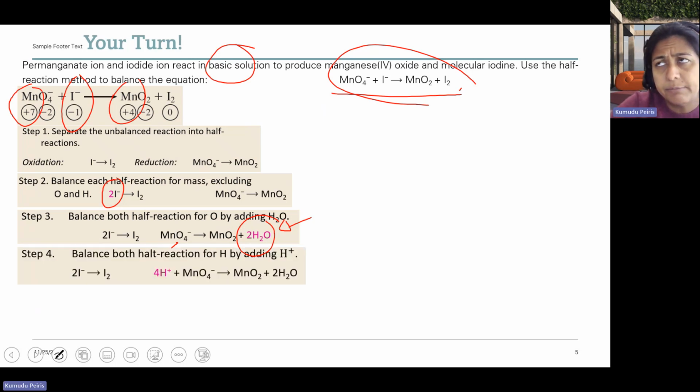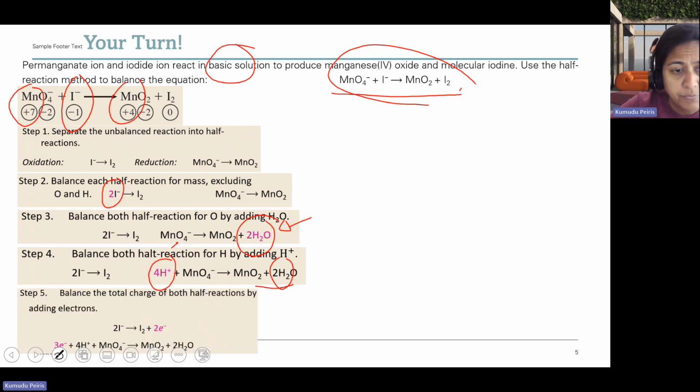Next, I'm going to balance it for the hydrogens by adding H+. So now altogether I have four H+ hydrogens here. Therefore, the 4 H+ are added to the other side of this reaction.